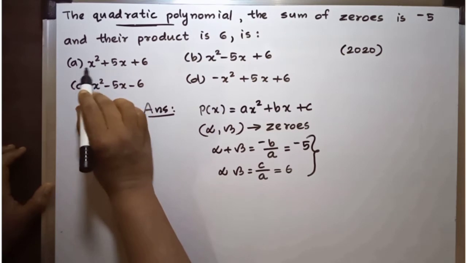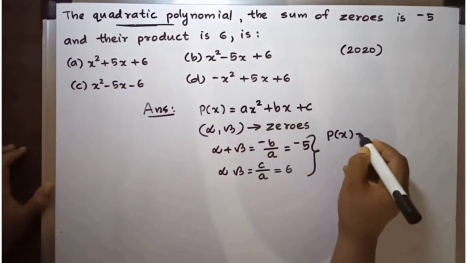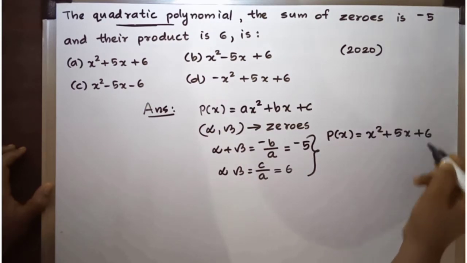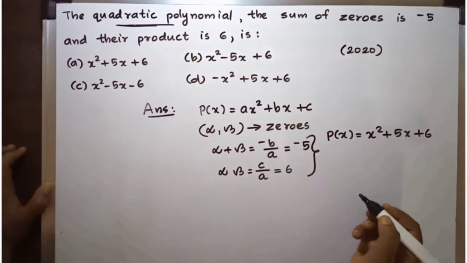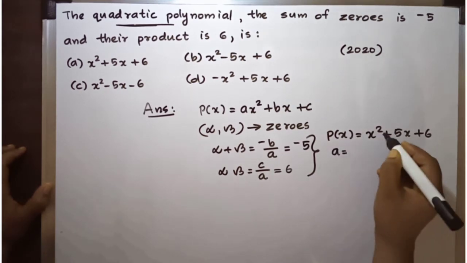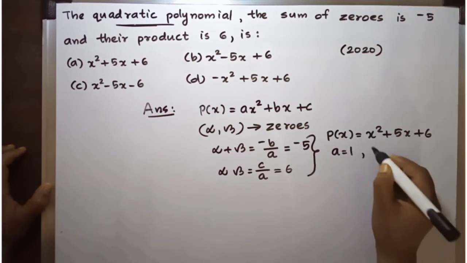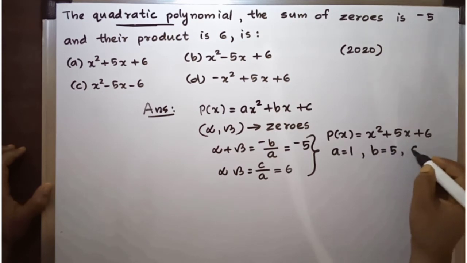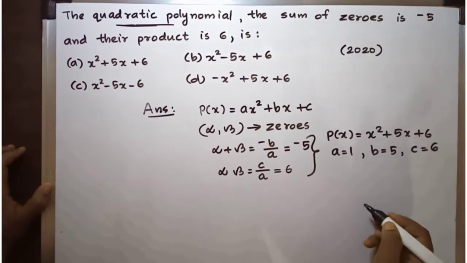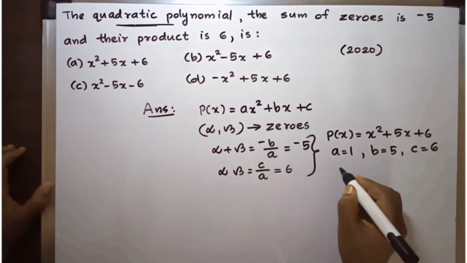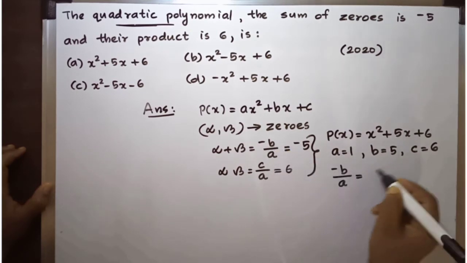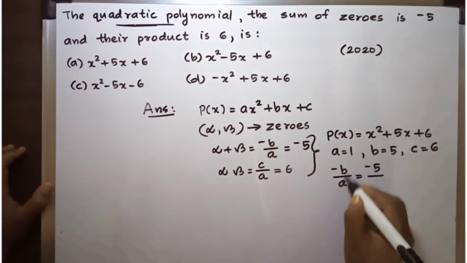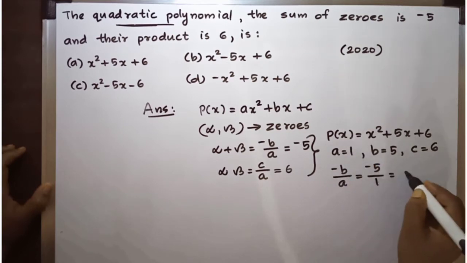First I am going to take option A. Here the given polynomial p of x is x square plus 5x plus 6. Now, what is a in this polynomial? A means coefficient of x square, that is 1. Now what is b? B means coefficient of x, that is 5. Now c is the constant term, that is 6. Now what is minus b by a here? Minus b by a. B is 5. So minus b means minus 5 by a is 1. Minus 5 by 1 is minus 5.